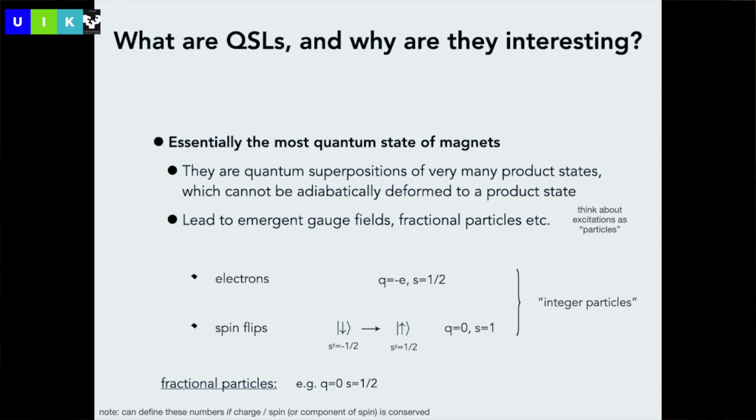So what's an integer particle to begin with? If I'm thinking about excitations, what can I do if I had an electronic system? Well, in an electronic system, I could add or remove an electron. And that excitation would then have charge minus e if it was an electron, and spin 1/2. Those are the kind of particles that we can think about as particles from the high energy table of particles.